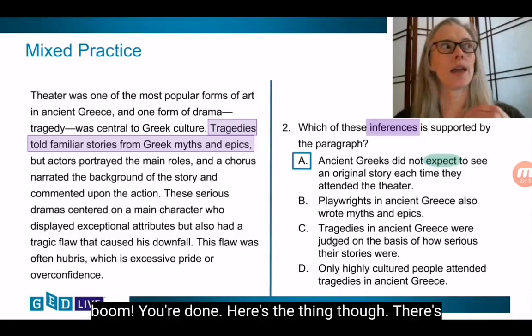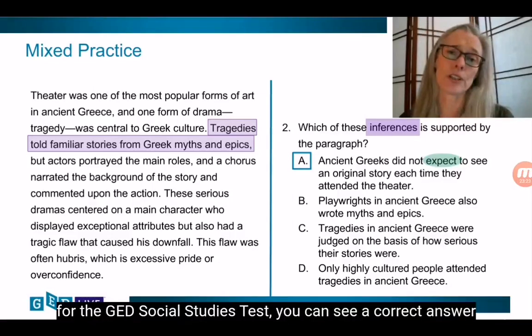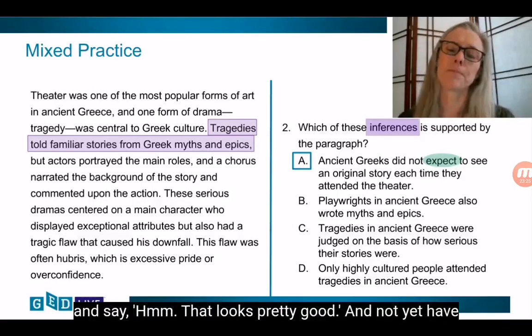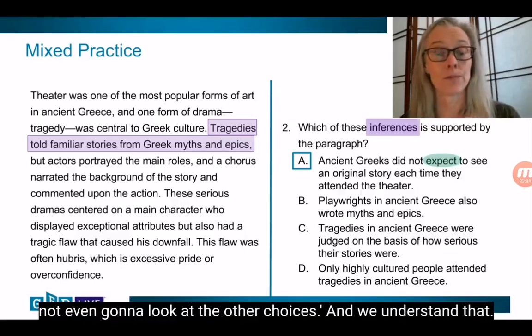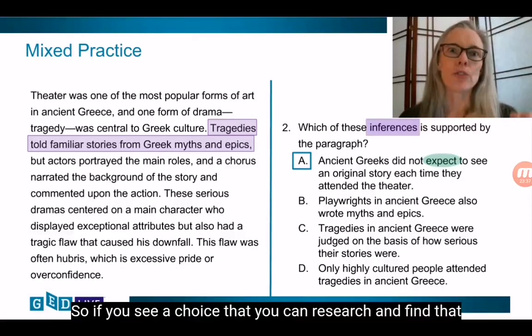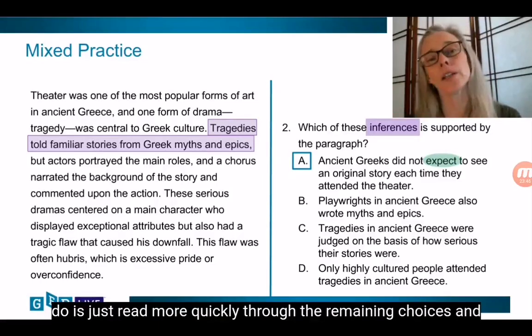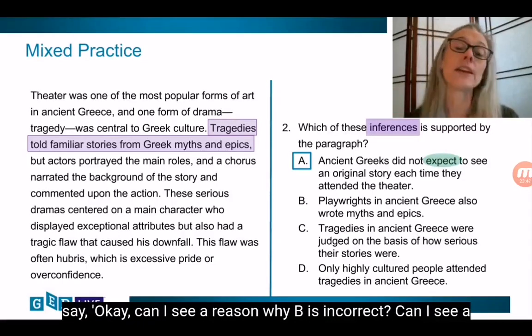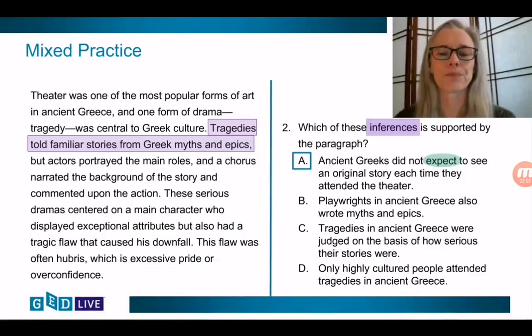Here's the thing though. There's a good chance that as you practice for the GED Social Studies test, you can see a correct answer and say, that looks pretty good, and not yet have the confidence to say, oh, it's definitely right. I'm not even going to look at the other choices. And we understand that. So if you see a choice that you can research and find that it's actually a very good match, then what that allows you to do is just read more quickly through the remaining choices and say, okay, can I see a reason why B is incorrect? Can I see a reason why C is incorrect? Can I see a reason why D is incorrect? So let's just take a look at that right here.